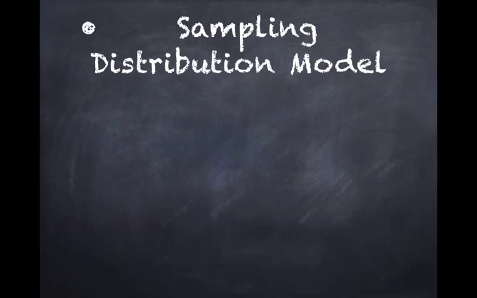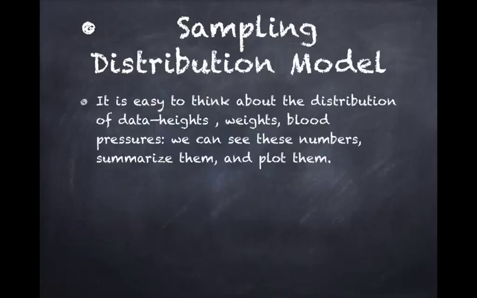And so what we want to start out with is the sampling distribution model. It's kind of easy to think about the distribution for quantitative data, such as heights or weights or blood pressures, things like that. Let's say we went to your class and we found the height for everyone in your class. You could see those numbers. You can actually measure the heights. What you could do is summarize them by finding the average height, the average mean for your classroom. And then you could plot those heights onto a histogram.